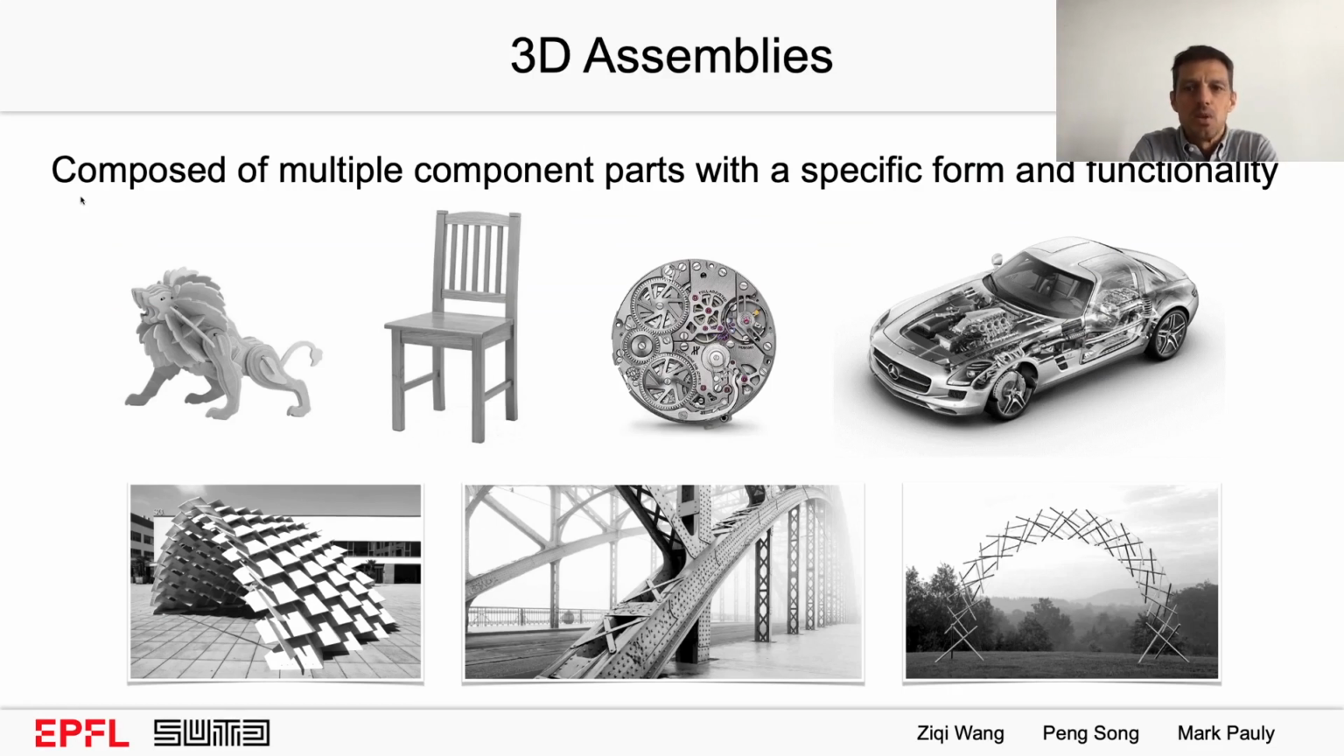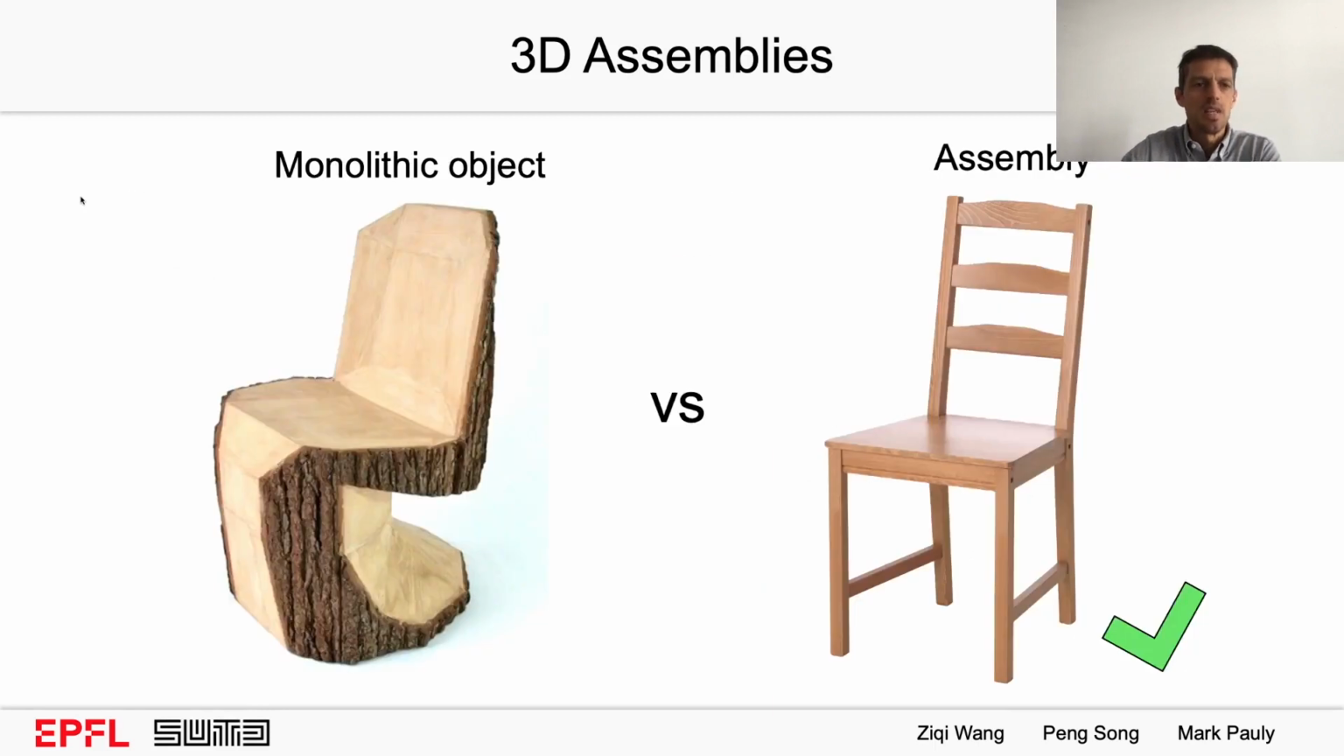3D assemblies are really ubiquitous in our life. Here you see examples of toys, furniture, a watch, a car, many structures and architecture. And these assemblies are composed of multiple parts and have a very specific form and functionality. So in this state-of-the-art report, we'll look at assembled objects, not monolithic objects like you see the one on the left, which is carved out of a single block of material.